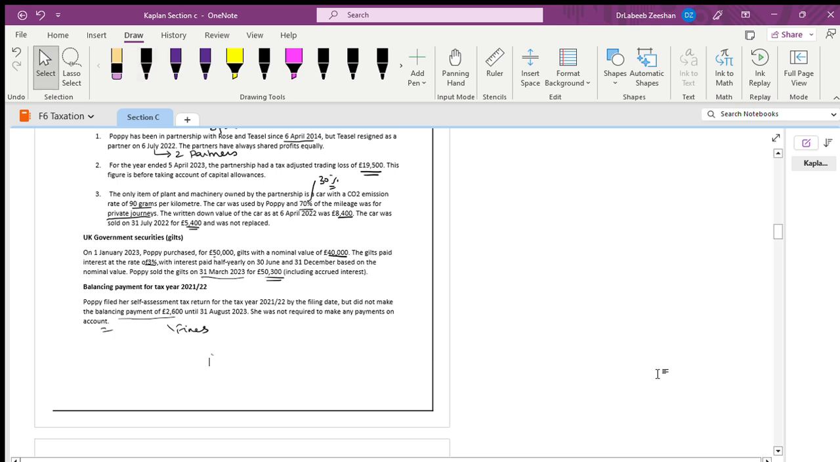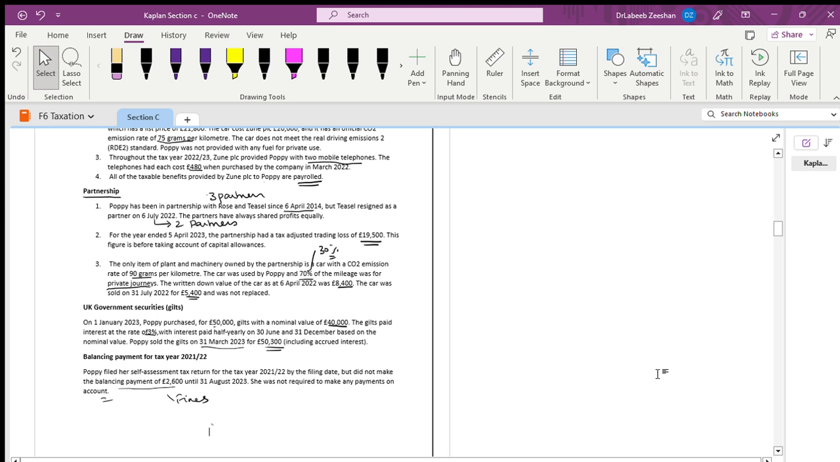First, we have to calculate the taxable income. They have a trading loss. How much is the trading loss? The trading loss is 19,500. Again, we have to take the trading loss.